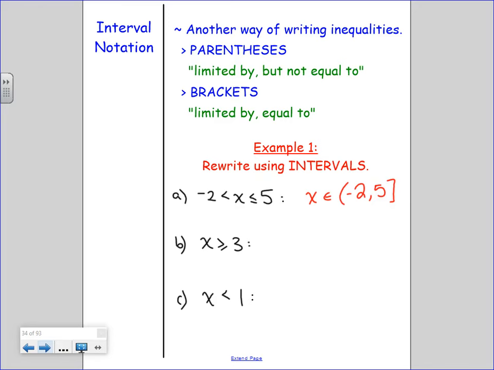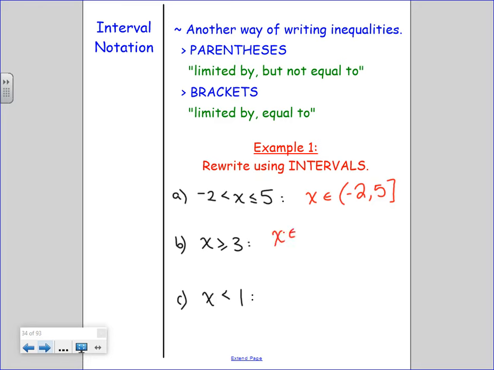So the only other weird thing is a little e. Did I show you guys that before? Yeah, I think so. It means is an element of, is within, all x values in between. There are different ways of saying it, but is an element of is the technical way. Let me go to the next one.